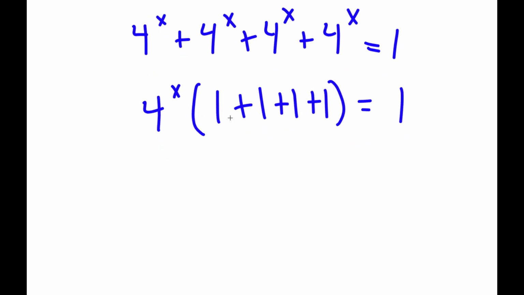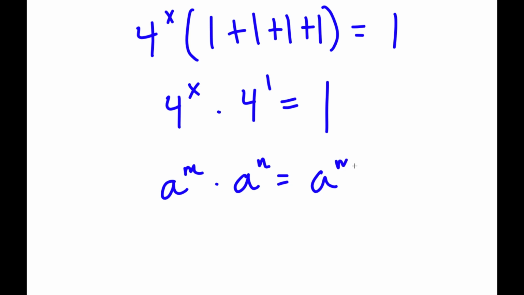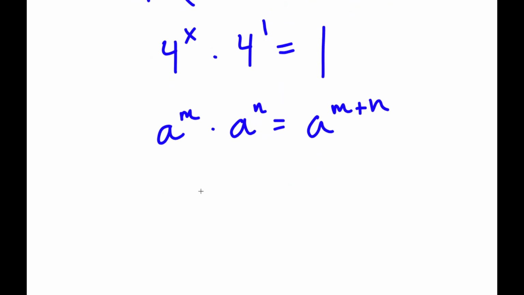Now, if I simplify it in the parentheses, I get 4 to the power of x times 4 is equal to 1. Now 4 here is the same thing as 4 to the power of 1. And if I have something in the form a to the power of m times a to the power of n, this is equal to a to the power of m plus n. So 4 to the power of x times 4 to the power of 1 is going to equal 4 to the power of x plus 1. And this is all equal to 1.